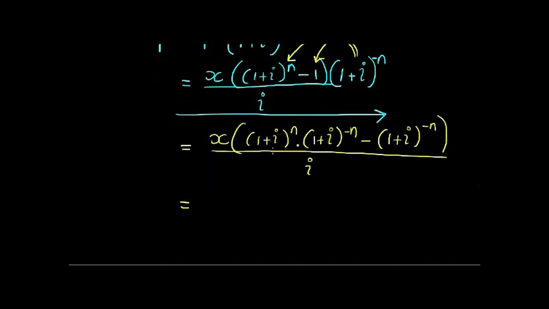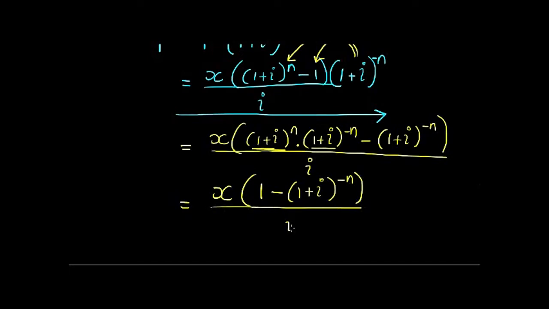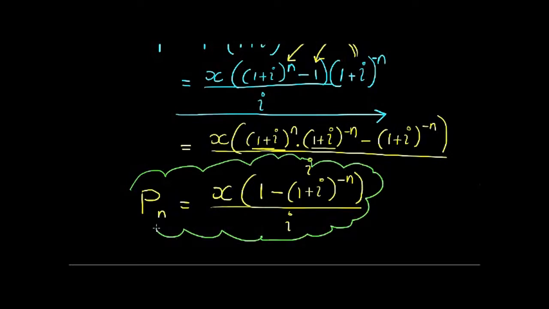Okay, look here, I've got the same base, 1 + i, which means I can add the exponents. But if I add the exponents, n minus n gives me 0, and anything to the power of 0 is just 1. So I have just (1 - (1 + i)^(-n)) over i. And there we go. This is from now on called the present value of an annuity of n payments. That's just a little footnote to say that's how many payments there are.